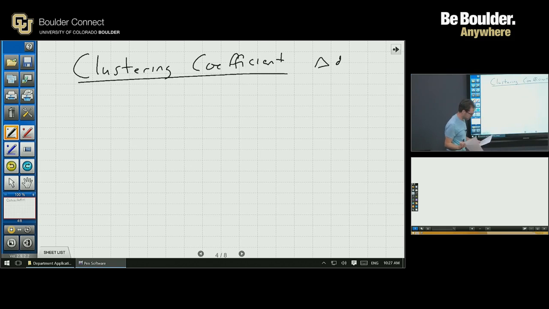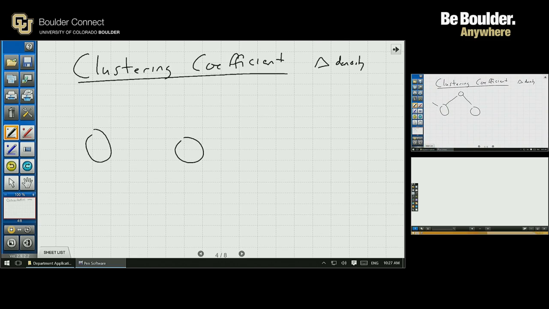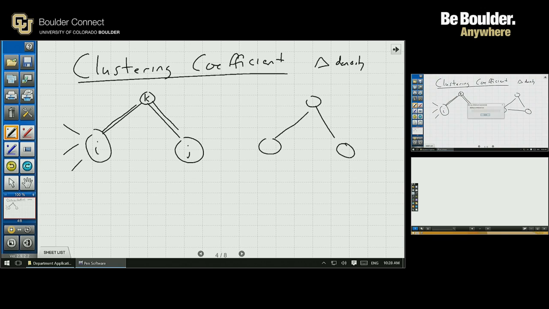And the way we compute this, the thing we care about is this. So I have some j, here is some other k. These 2 edges here represent a path of length 2. I can count paths of length 2 in the graph. The question is, how many of these paths of length 2 are actually closed triangles?